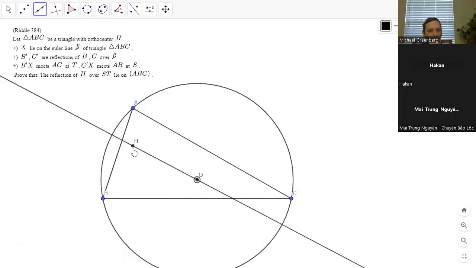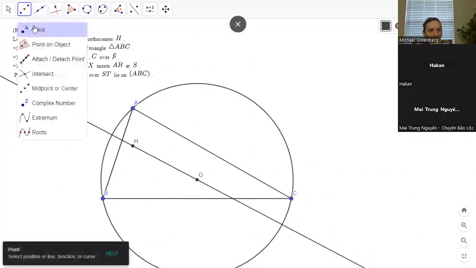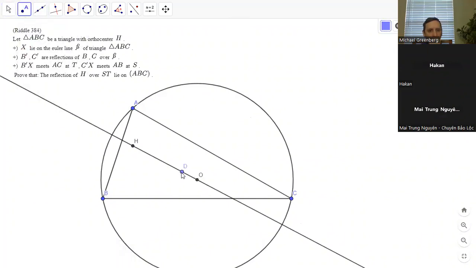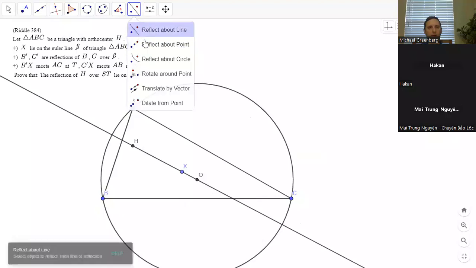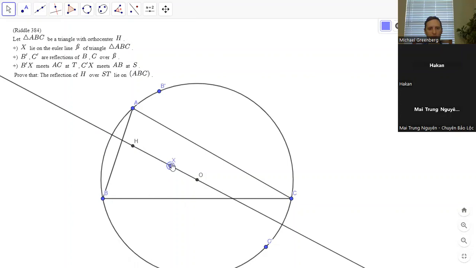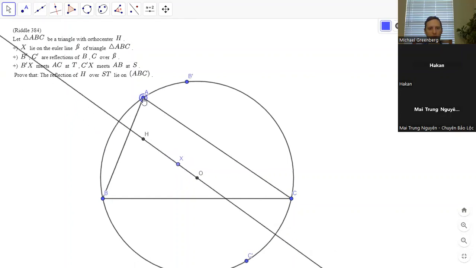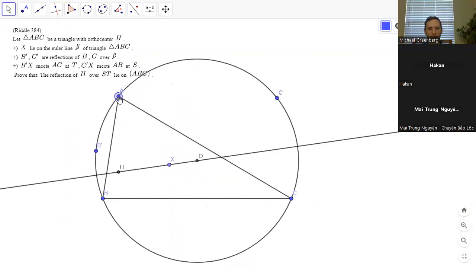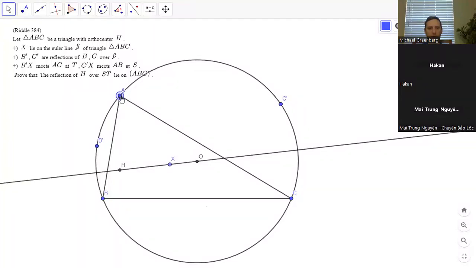So we have a point on the Euler line. That's X. And then we reflect B and C over that. So that's going to lie on the circle since this line passes through O. Maybe what I could do to make it more symmetric, I could, yeah, like that. I think that looks better.